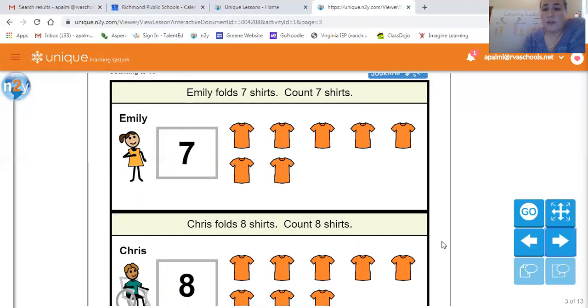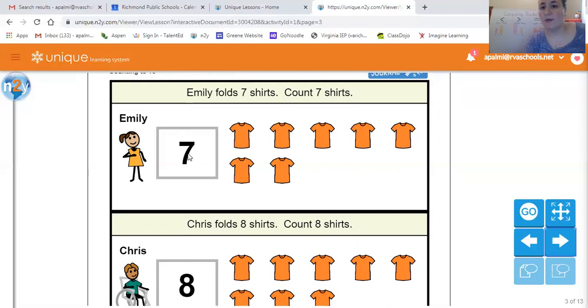But you can also just keep using your finger and counting the pictures on the screen while Miss Dailey does the blocks, okay? So here is our next problem. We have our friend Emily here, and it says, Emily folds 7 shirts. Count 7 shirts. So after reading my problem, I'm going to look at my number, and here's my number. What number is that, boys and girls? What number does Emily have? Yeah, she has a 7. So remember, Emily is my green. I'm using green for Emily.